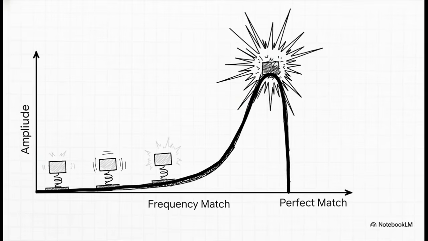This is what happens. As the frequency of that external push gets closer and closer to the system's natural frequency, when we get that perfect match, the amplitude of the vibration just shoots upwards. Look at that curve. In theory, it goes towards infinity. Each tiny little push adds energy at exactly the right moment, causing the motion to grow and grow uncontrollably. This explosive phenomenon is called resonance.